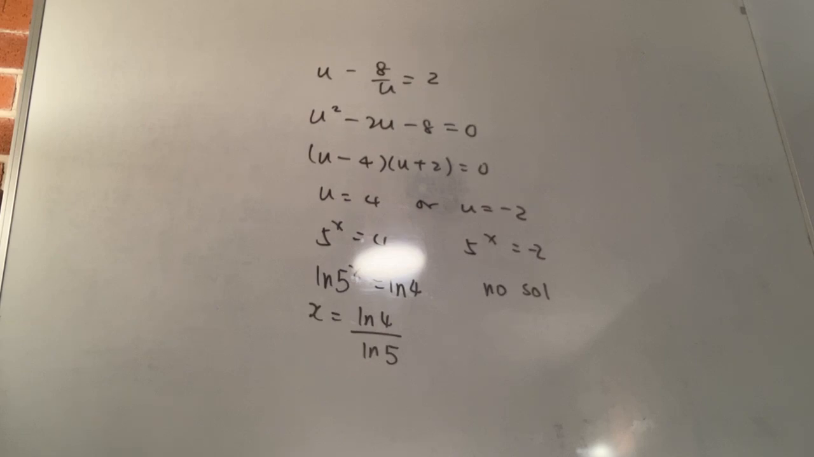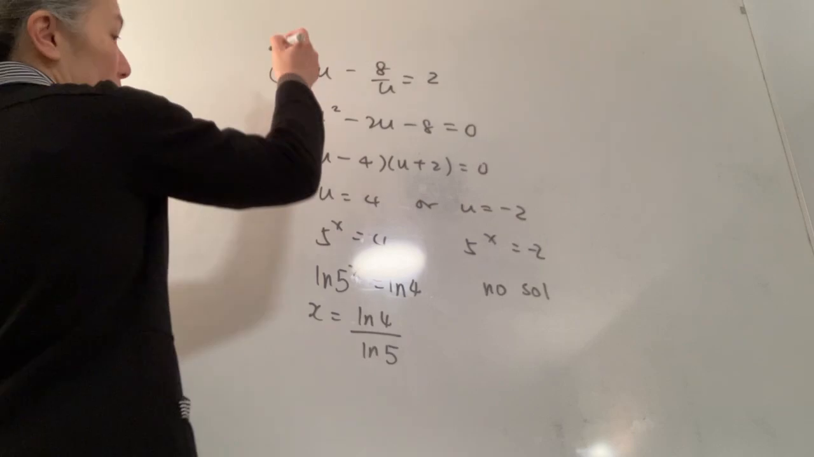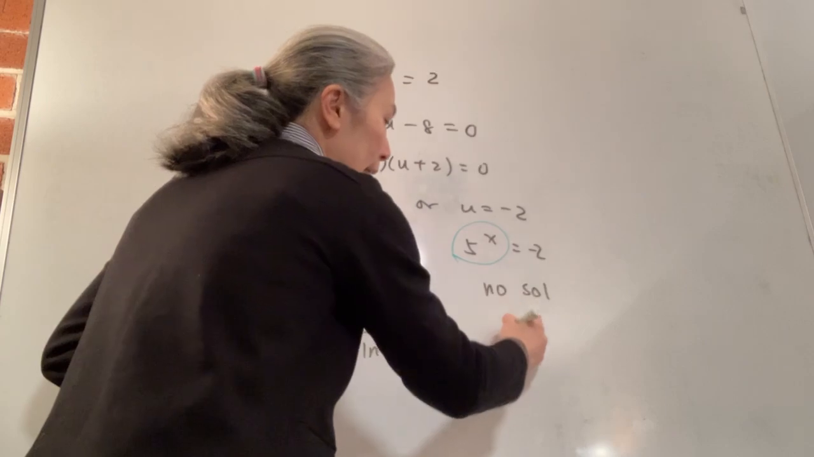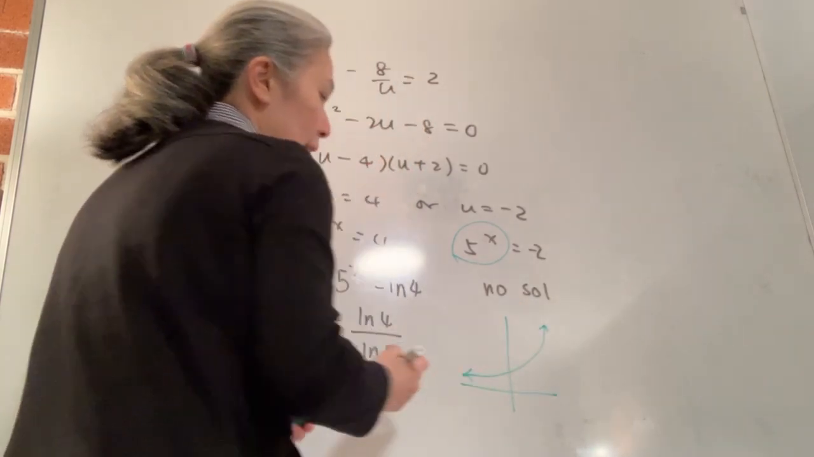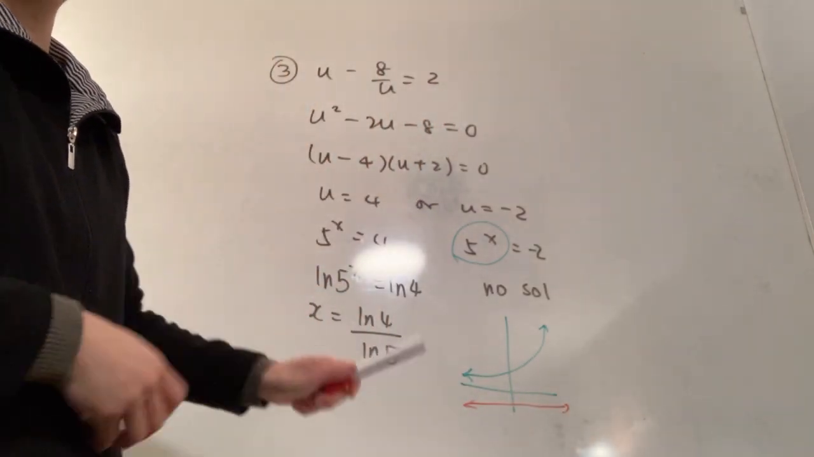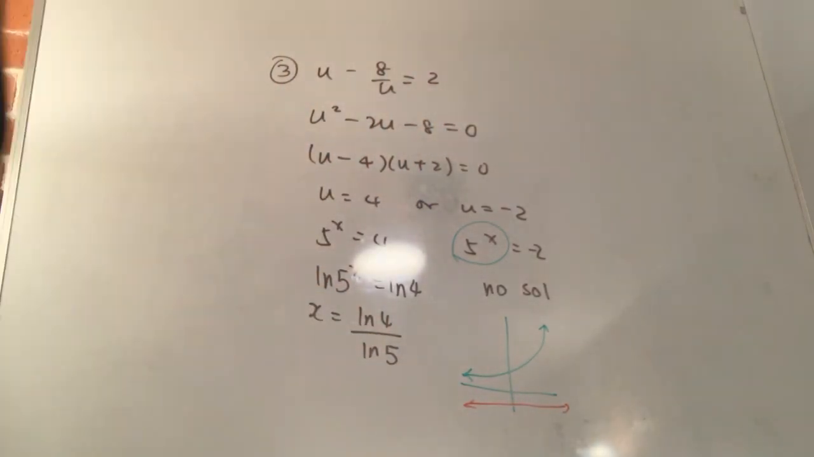Oh, no solution because it's a negative. Exponential cannot be negative. Because when you log both sides, you are going to have ln of minus 2, which is impossible. Wait, so logarithms? Yep. If you're thinking in terms of graph, this graph in here is going to look like that. It cannot be minus 2, and minus 2 is right in here. They never touch each other. That's why they never have an intersecting point.